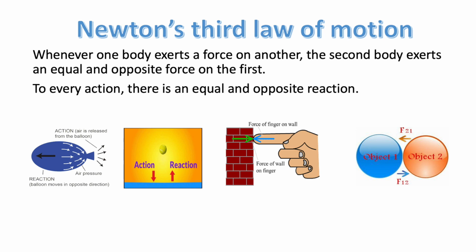If air is released from a balloon, the balloon moves forward and the air moves backward. This is due to Newton's third law of motion. If a ball is thrown to the surface, the ball exerts a force on the ground. That's an action, but due to the reaction force, the ball bounces back.